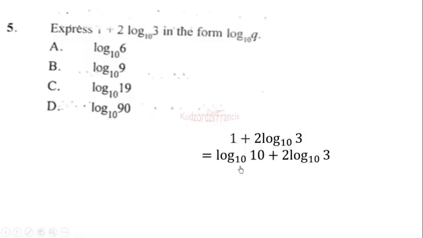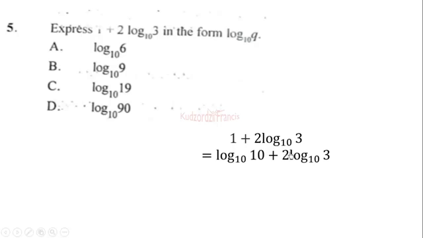Now we have the number 5 here. We are supposed to express 1 plus 2 log 3 base 10 in the form log to base 10 of q. So what do we do? We know we can rewrite 1 as logarithm of the base. So the base now is 10, so logarithm of 10 to base 10, and that will give us something like this.